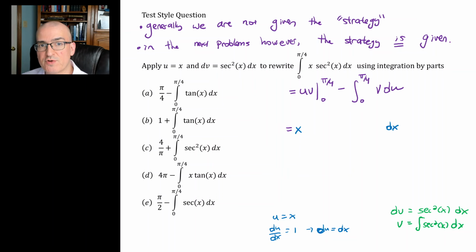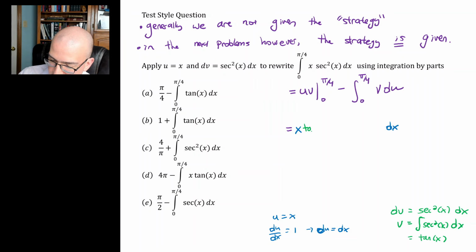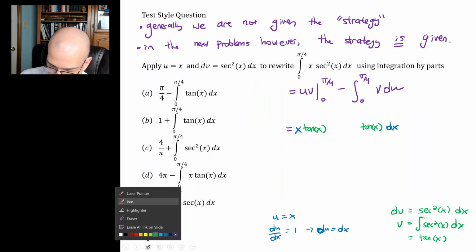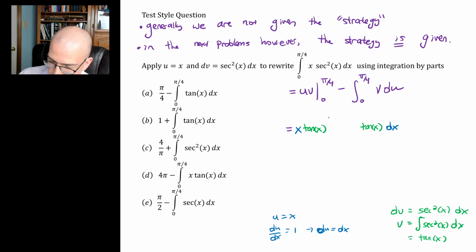So what do we take the derivative of to get secant squared? And the answer is tan of x. So I have x times the tan of x, evaluated from 0 to pi over 4, minus integral of tan of x, integrated from 0 to pi over 4.